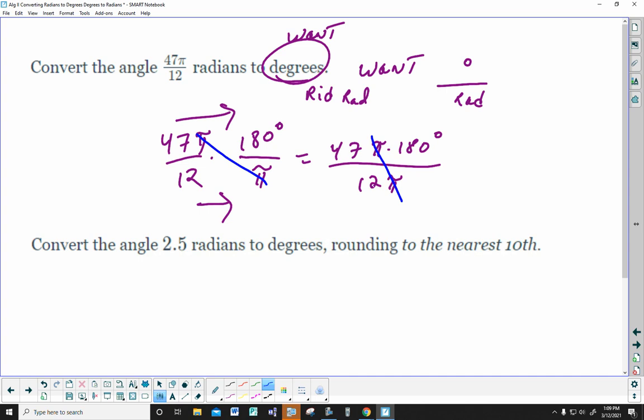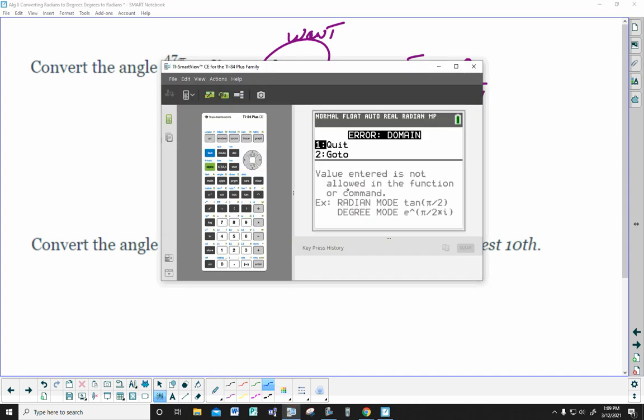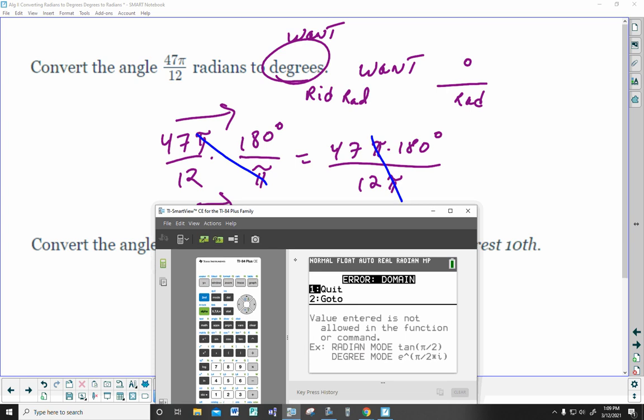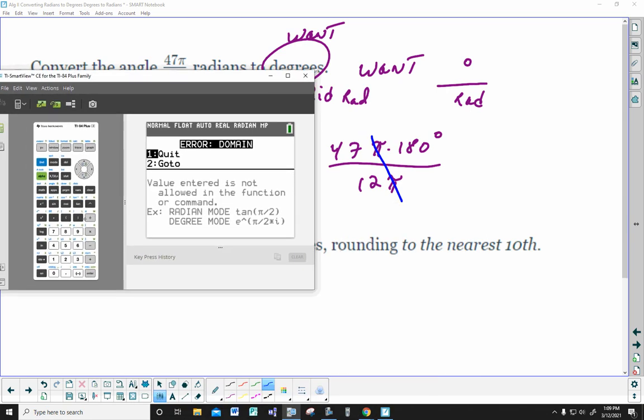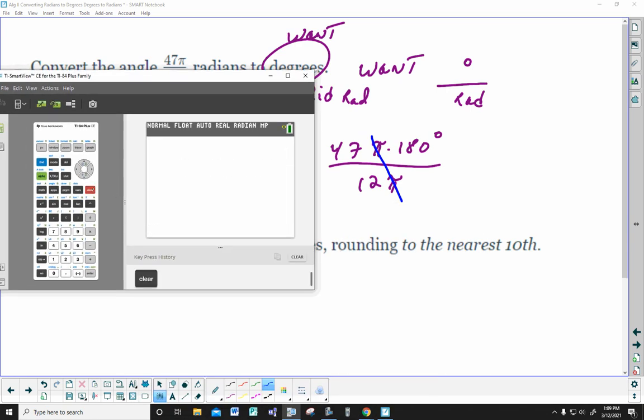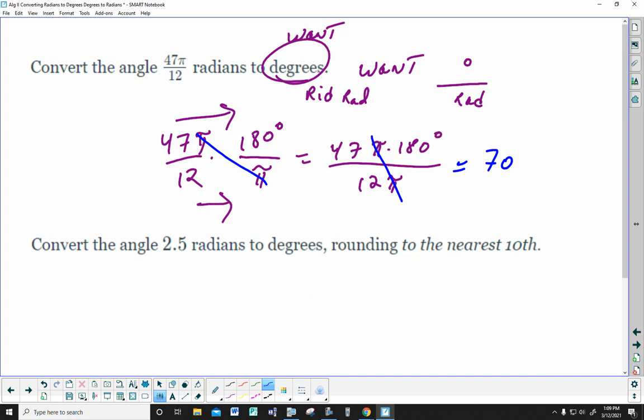Now to show you on your calculator how to reduce this. Clear. 47 times 180, then being divided by, that's the horizontal bar, divided by 12. Enter. Now you're getting 705. That's your answer, 705 degrees. That's it. You're done.